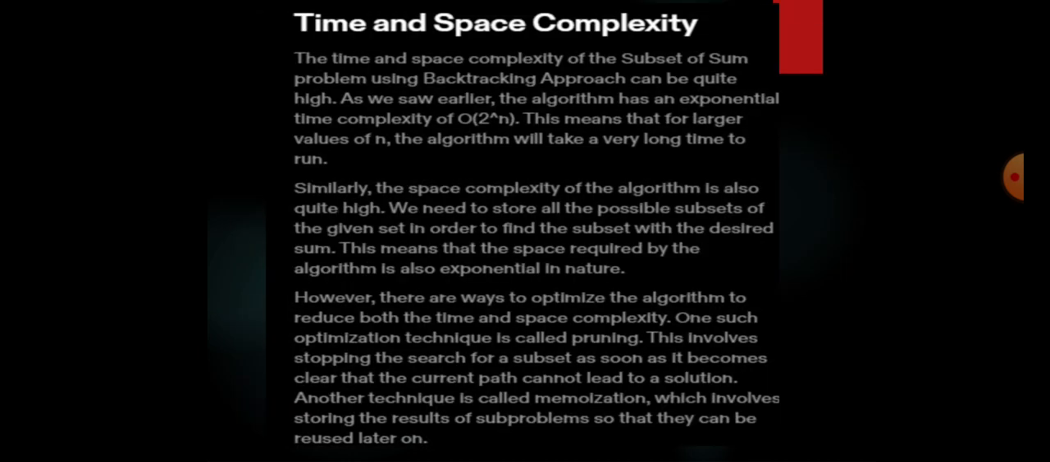Next we are going to see the time and space complexity. The time and space complexity of the subset of sum problem using the backtracking approach is always high. For example, the time complexity is big O of 2 power n. Similarly, the space complexity of the algorithm is also quite high, because we need to store all the possible subsets of the given set in order to find the subset which produces the correct sum. That's why the time complexity and space complexity are high.